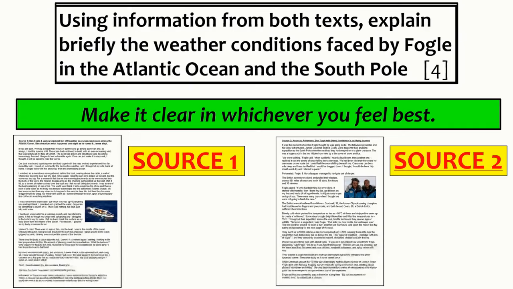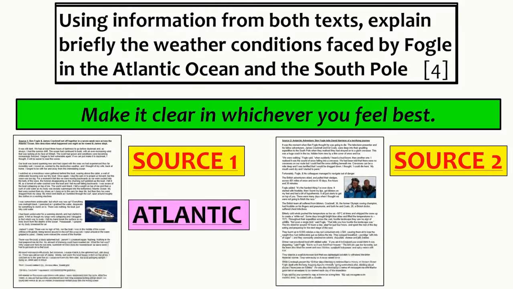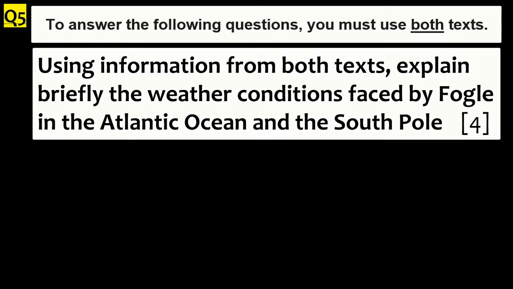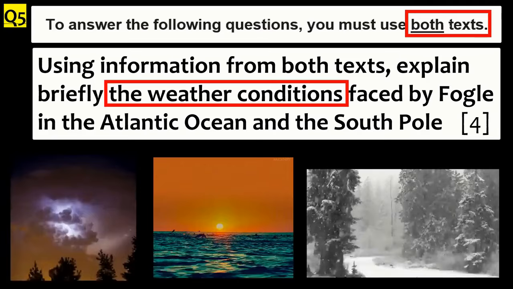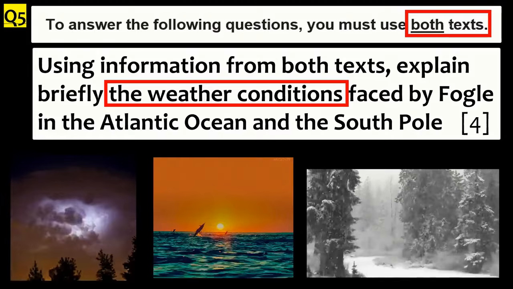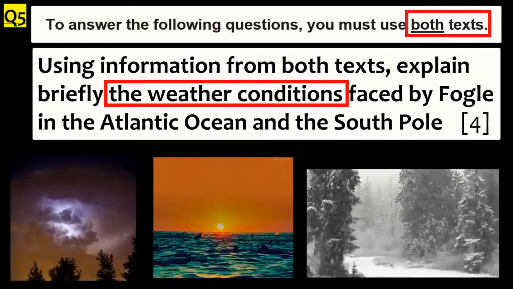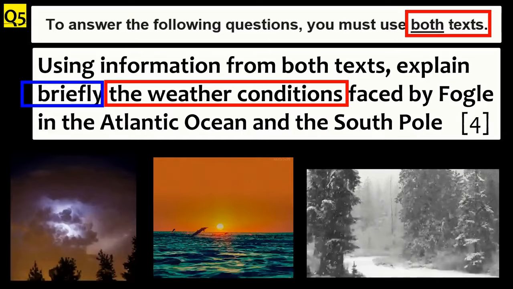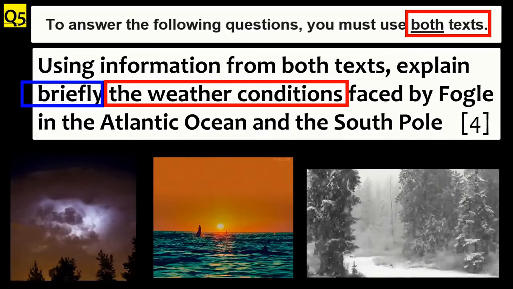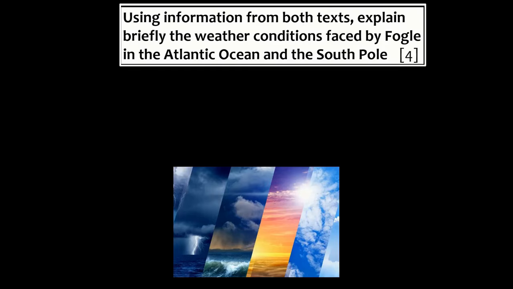So really simply, I'm going to choose the one about the rowing across the Atlantic. I'm going to call it Atlantic, and the one about trekking across the South Pole, I'm going to call it South Pole. Okay. Remember, it's both texts, and it's the weather conditions. So remember, anything that's not to do with the weather, don't include, so you won't get marks. So anytime they mention it being thunder or snow or rain or sleet, whatever, you're looking for 2 quotes from each extract. And remember, it's brief, it's just comprehension. So if it's 4 quotes, you're probably looking for 4 bullet points.